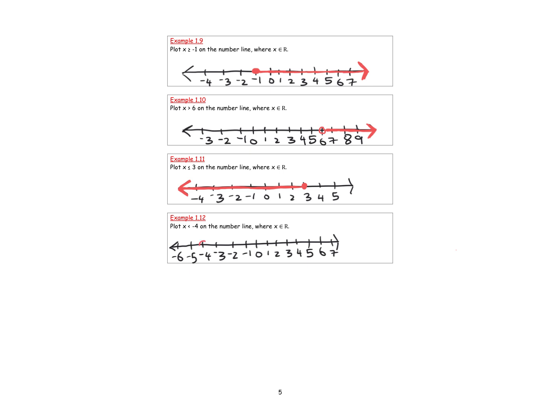So when it doesn't include it, we put an open circle around it so that we show people that it doesn't actually include -4. But it does include all the numbers that are less than that. So it could be -4.001 or -4.5. So we colour in the line right the way up to -4. And we also include the arrow, as it could be any number smaller than -4 as well.